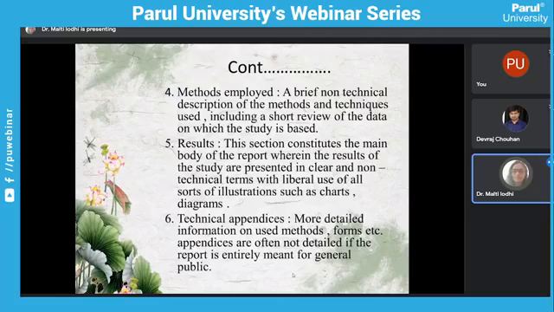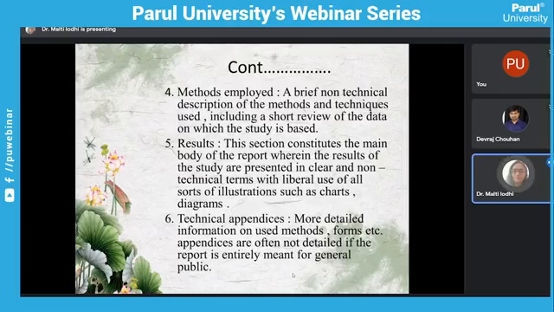Then methods employed, a brief non-technical description of methods and techniques used, including a short review of the data on which the study is based. Then results, the section that constitutes the main body of the report wherein the results of the study are presented in clear and non-technical terms with liberal use of charts and diagrams. Technical appendices, more detailed information on methods, forms, etc. Appendices are not detailed if the report is entirely meant for the general public.